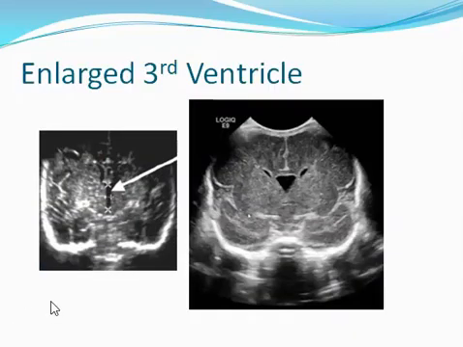Now in this slide, you will see that this is the normal, and you see a very small little slit over here. This is the third ventricle. But in the case of third ventricle dilatation, you will see it is quite dilated. A significantly enlarged third ventricle is seen in trisomy 21 compared with normal infants.